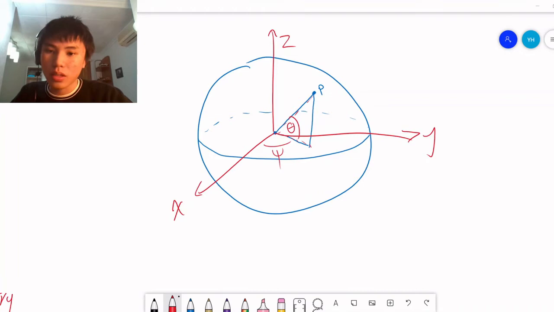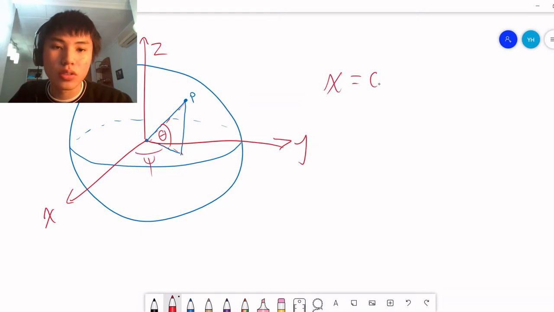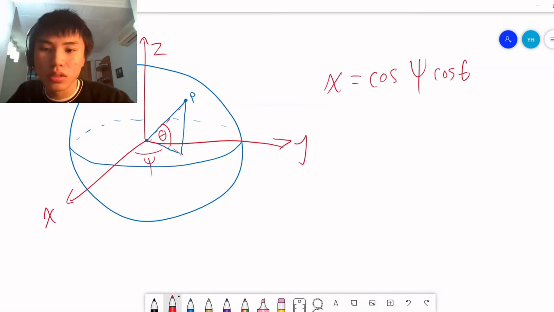How can we do this? Well, I encourage you to try and find it yourself. And I'll just write the equations because they're not too complicated. This is more of a problem of visualization. So if you're interested in how to get these, then try it yourself. Go around and try to find the answer with your own hands.